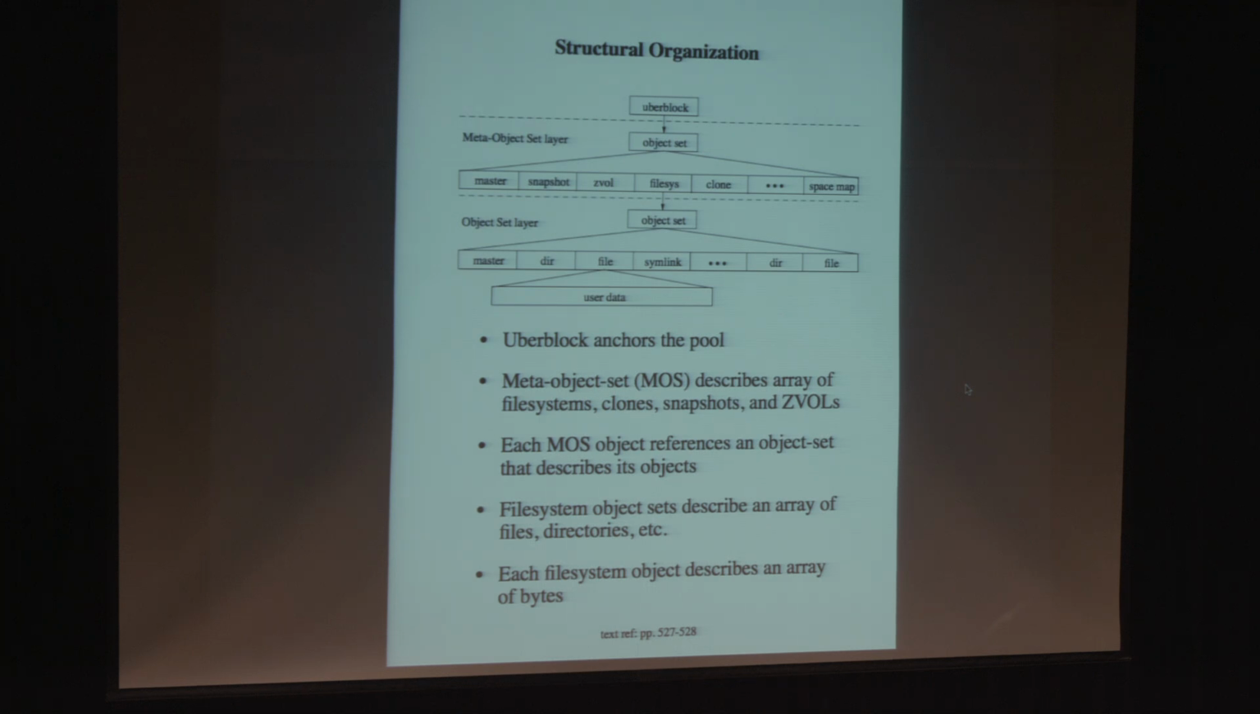And then again, in the example I have in this picture, you have the file. And again, it's just an array of user data, just like any traditional file that you would see in a file system. And using indirect blocks, it can get arbitrarily large.